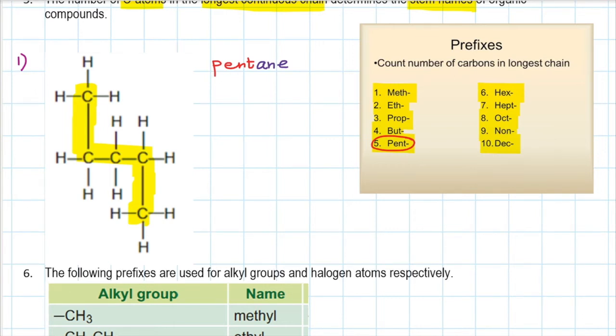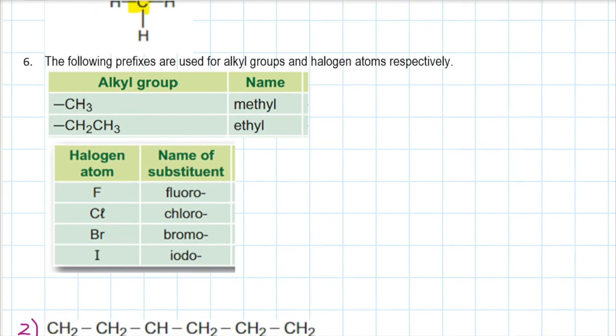We can now move on to rule number 6, which says, the following prefixes are used for alkyl groups and halogen atoms. Another word that we use for alkyl groups is the word branches. And in general, we can refer to the alkyl groups and halogen atoms as substituents.